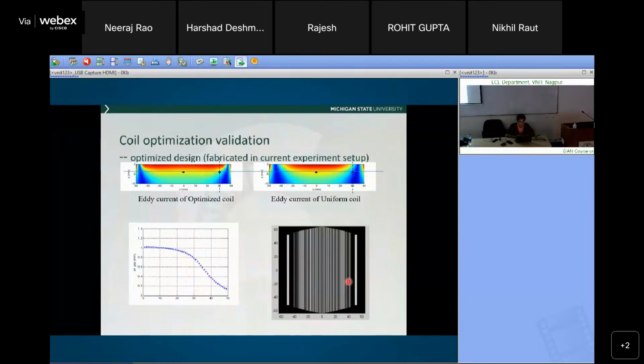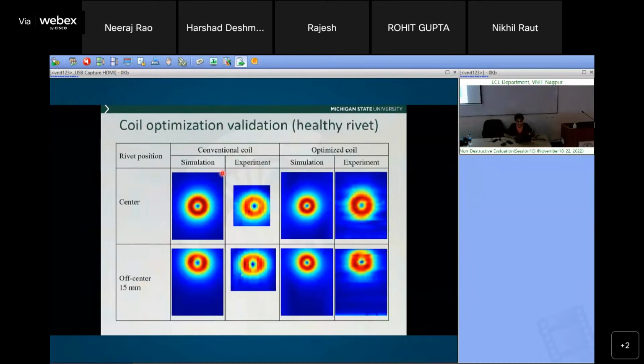With a non-uniform coil, this is for the uniform coil, and this is for the non-uniform coil, the induced current. We did a lot of optimization studies over here to get something better. We looked at the case where the rivet is right at the center and there is no defect, and you will get this. This is what we got with the experiment. When there is no defect, even the optimized coil gives you very similar results.